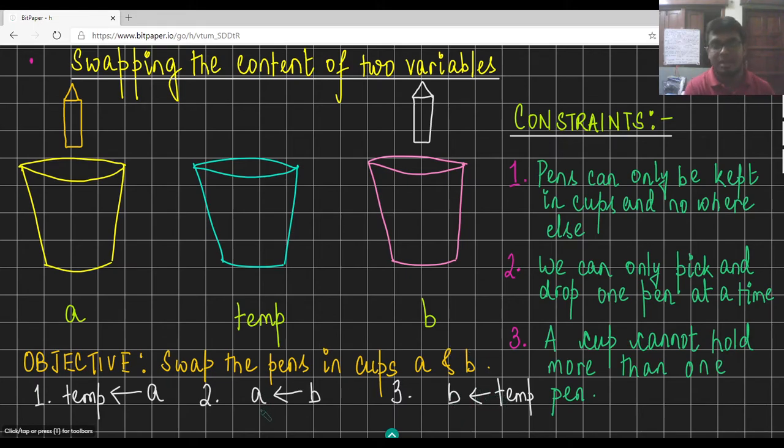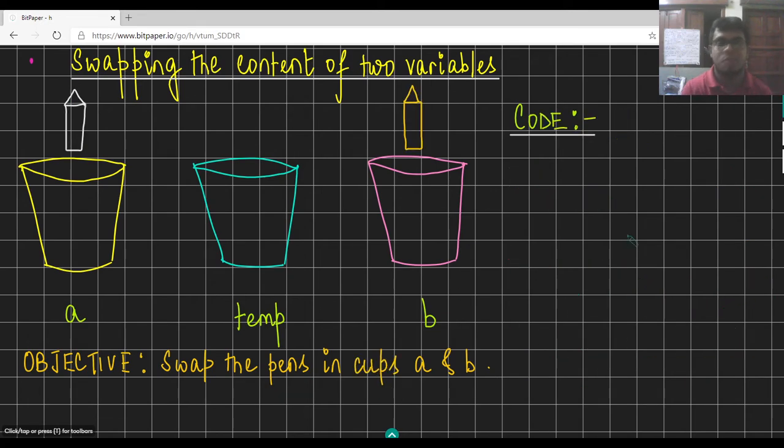Now there's a reason why I'm writing this right to left, because that's how an assignment operator works, and you're going to learn about that in just the next slide, right? An assignment operator takes an expression on your right, evaluates that expression, and then assigns or stores that in the variable that's present on its left, right? Now let's see what would be the code for this particular algorithm, right? So at the beginning, everything has been reset. All the pens are in their original positions, right?